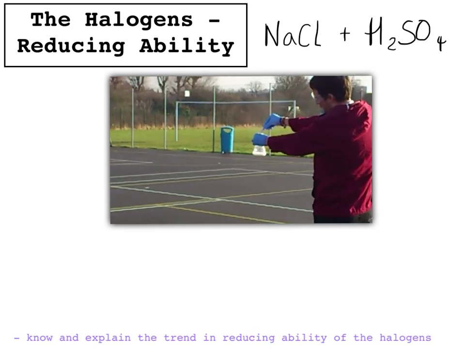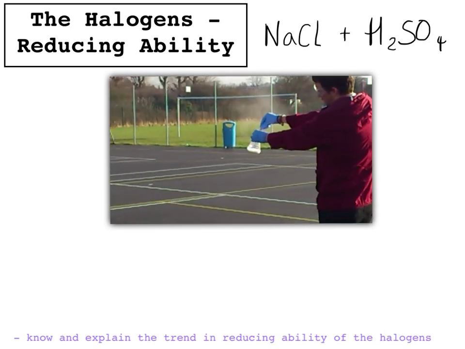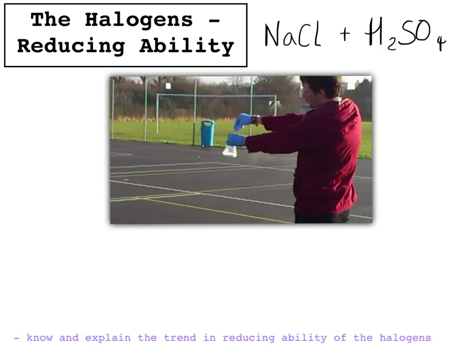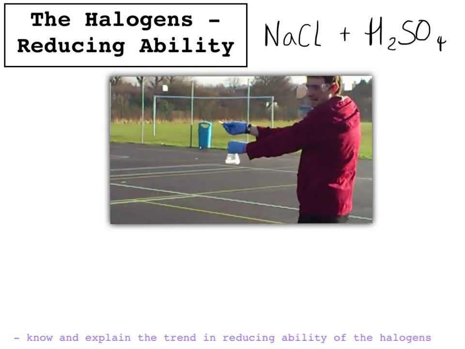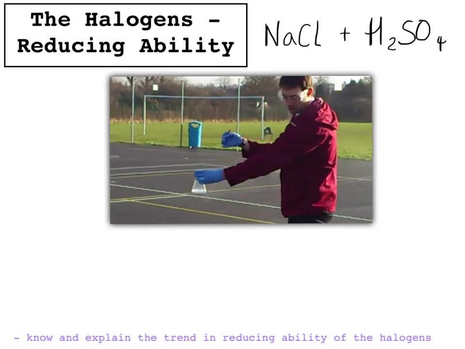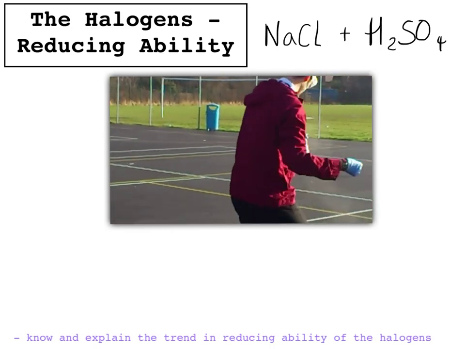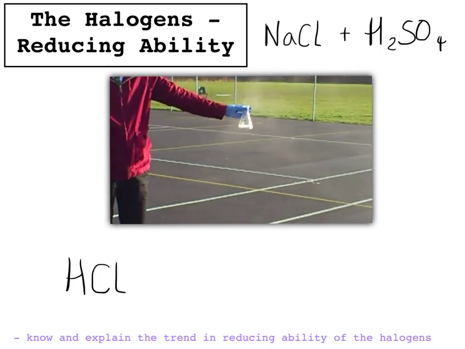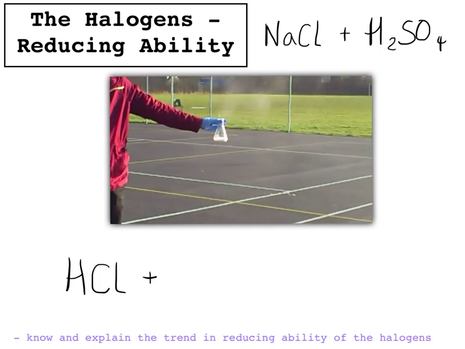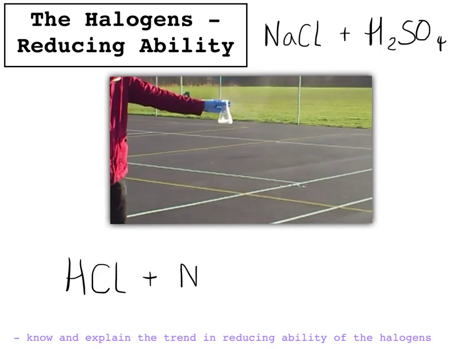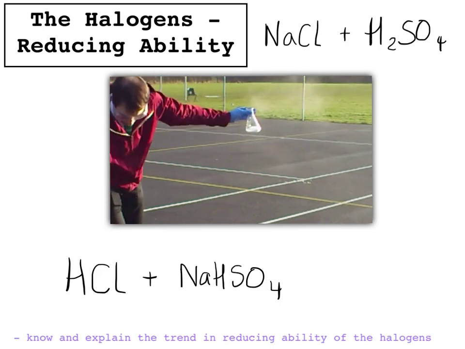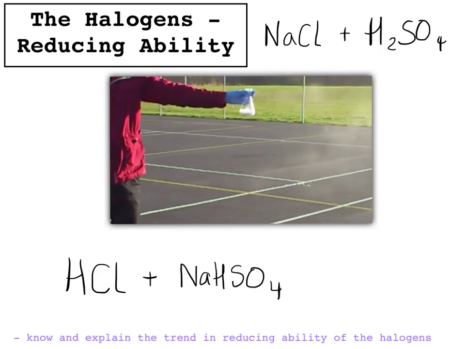And this is litmus paper I'm putting into the mouth of the flask. You can see the litmus paper is going from a blue colour, and if you watch it goes to a red colour, if you can see that close enough. And so what that means is that these steamy white fumes that are being made are an acidic gas. And that acidic gas is hydrogen chloride gas. So what is made from this reaction is hydrogen chloride and sodium hydrogen sulfate.